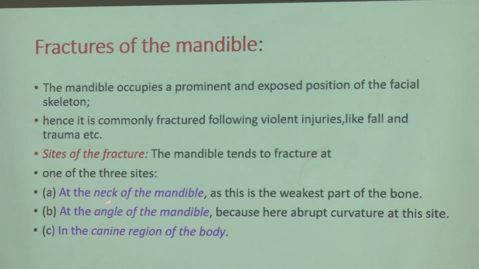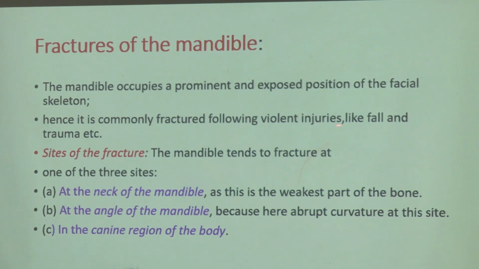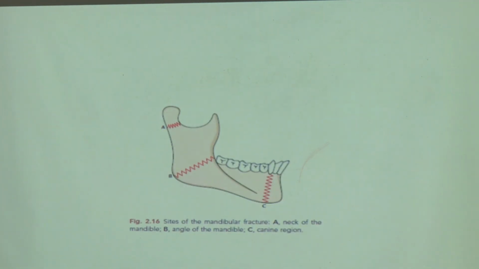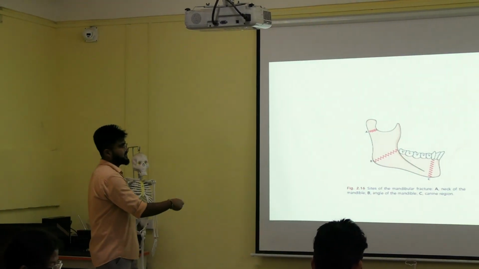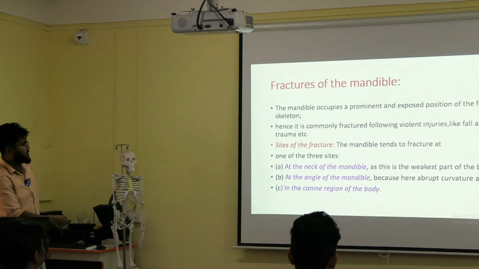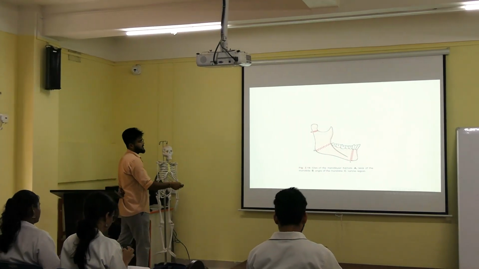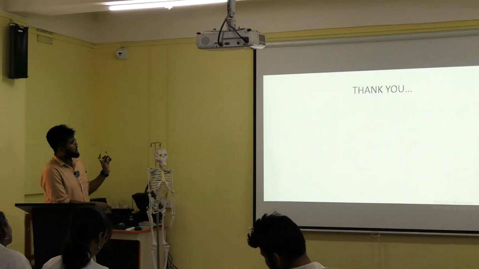At the neck of the mandible, this is the first weakest point. How does this part get fractured? By any kind of injury like a fall from height or any kind of trauma. Another is the angle of the mandible, because this is a curved structure, so it gets easily fractured. And another is the canine region of the body. So these three parts get easily fractured. So that's all about the mandible.